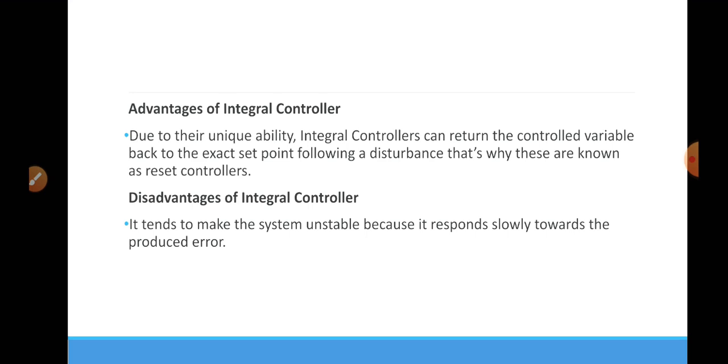Then the disadvantage of this integral controller is it tends to make the system unstable because it responds slowly. The response of these controllers is very slow, therefore they produce a lot of errors. So most of the times these controllers have some disadvantages and some advantages, so most of the time we combine them and use the combination of these controllers like PI, PD, PID. In next video we will be studying some more controllers like derivative type and proportional integral controller.